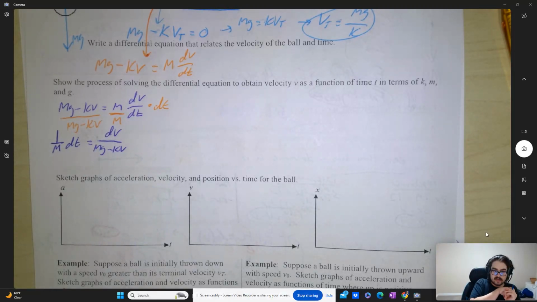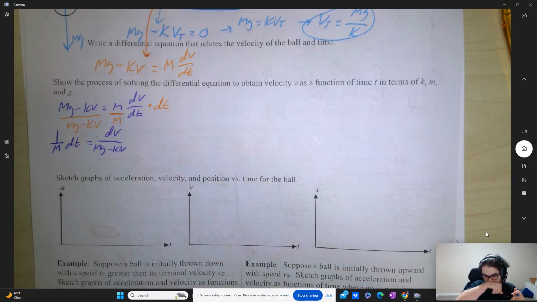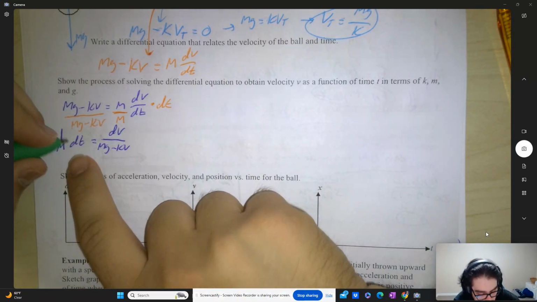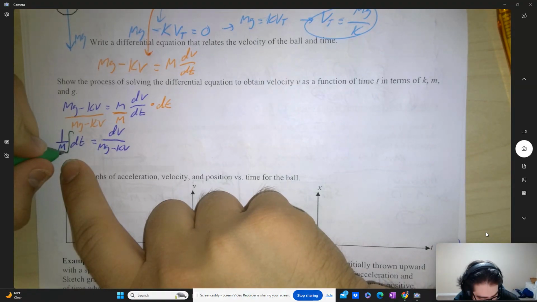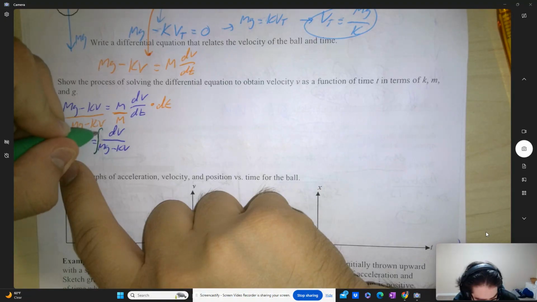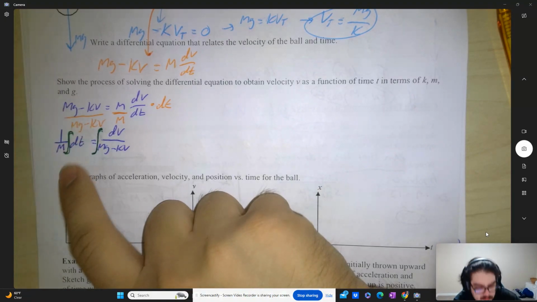Now I can integrate. Now here's the thing. I'm going to have to use u substitution for this. I think that's the easiest explanation for this, is to use u substitution. I'm going to do something a little bit different for this one. When I do u substitution, I'm going to integrate the dt, and I'm going to integrate the whole right side, because I can do that, because it's all in terms of v.